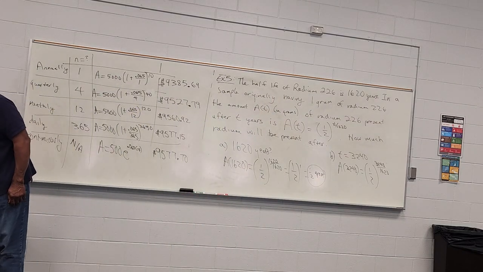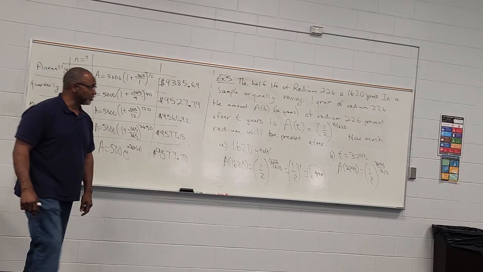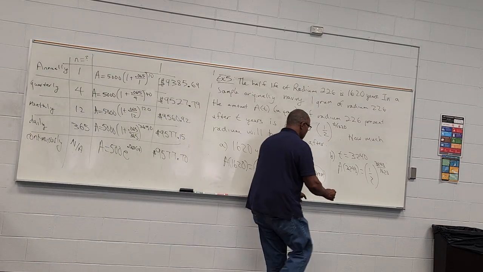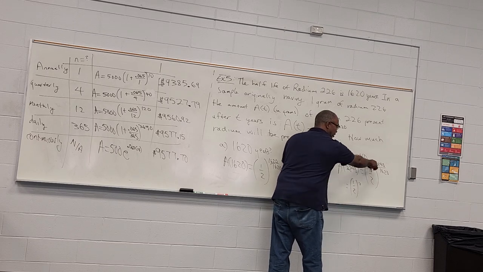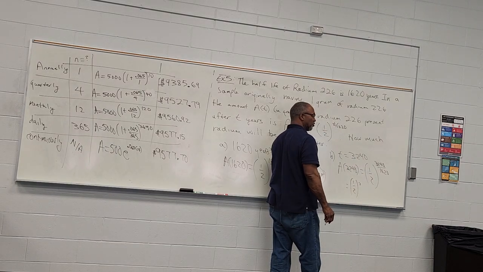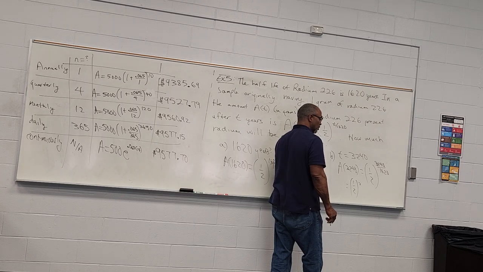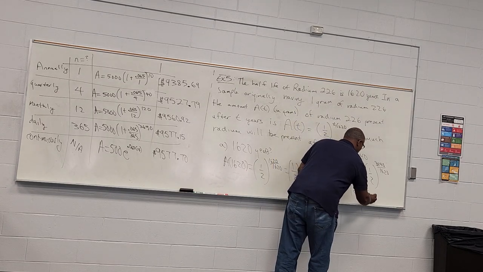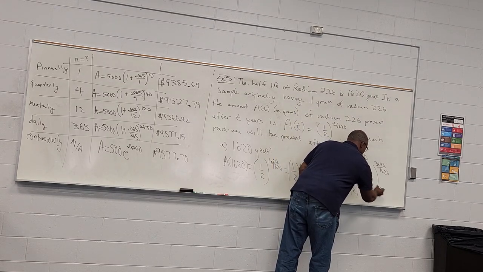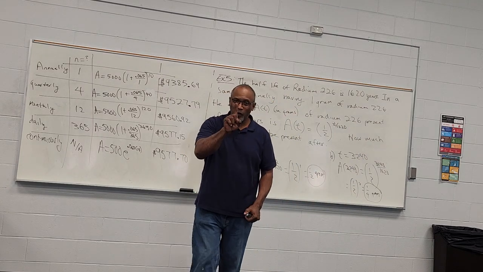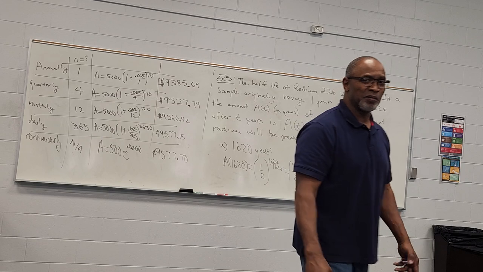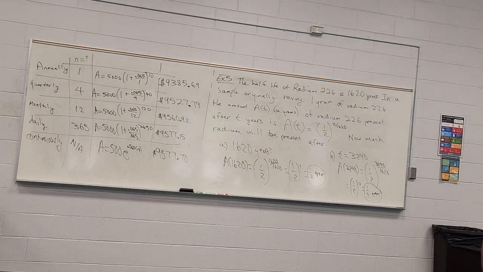3240 over 1620 actually turns out to be 2. So this is 1/2 squared. 3240 divided by 1620 is 2. 1/2 squared is 1/4 of a gram. So after 3240 years, I started off with only 1 gram of that stuff. And after over 3,000 years, I've still got 1/4 of a gram of that stuff left.